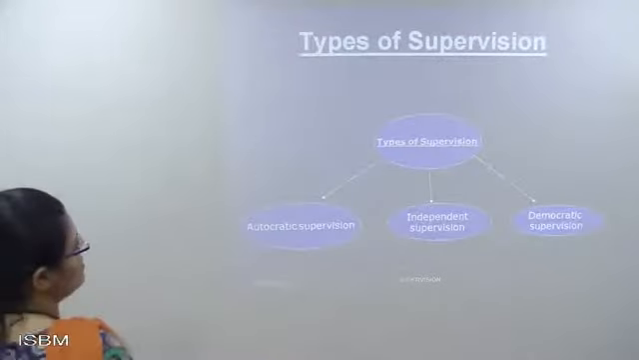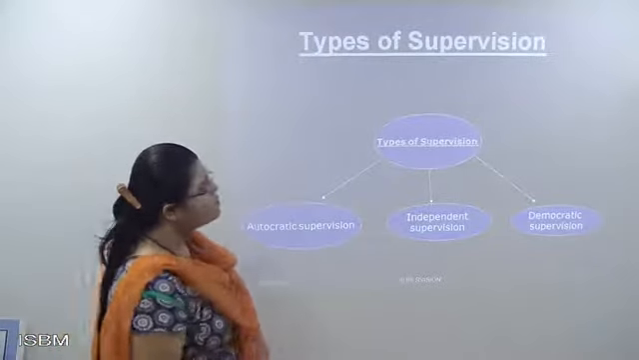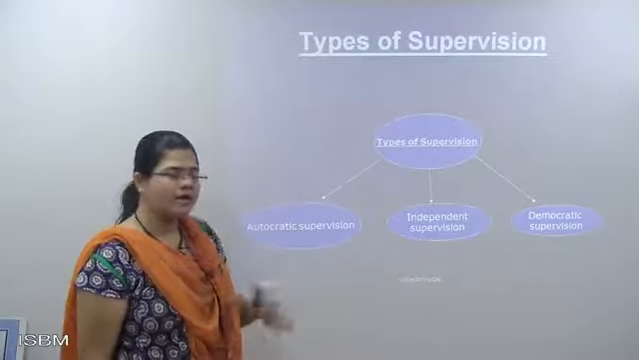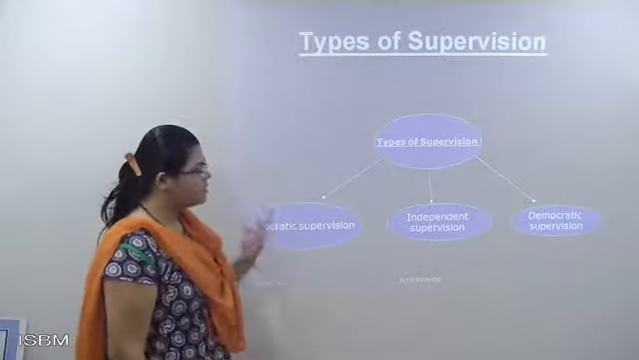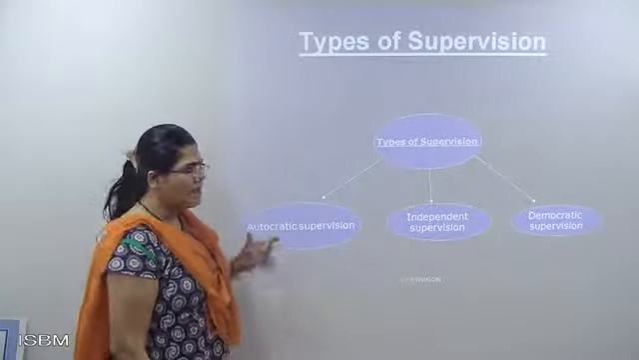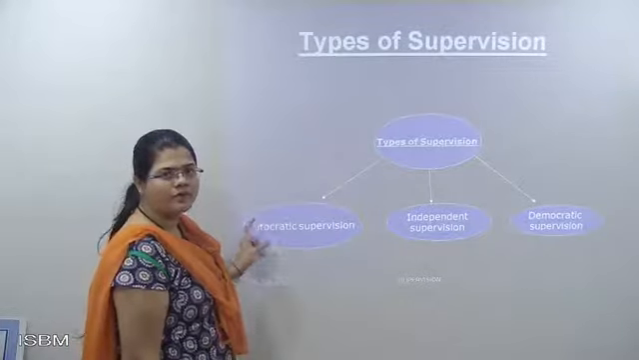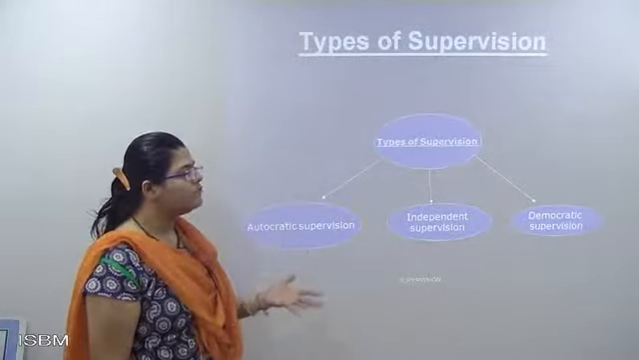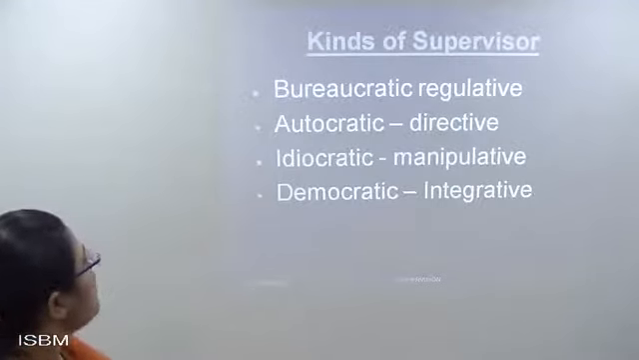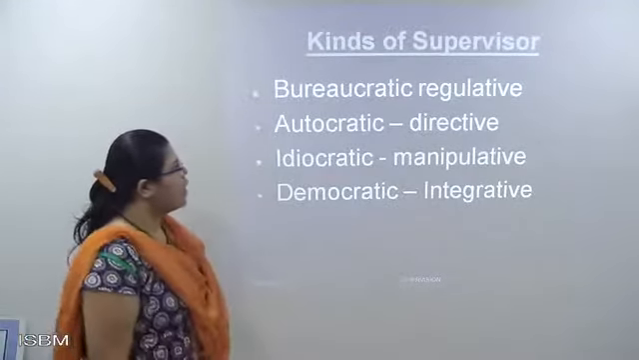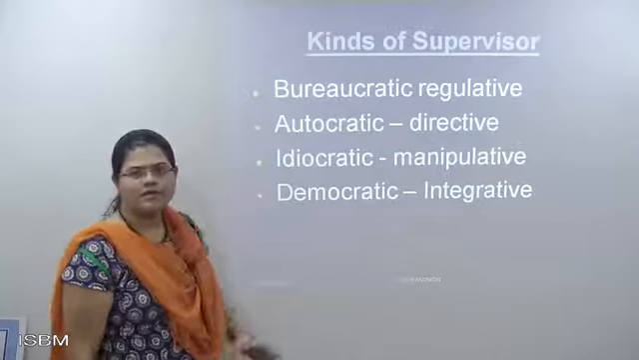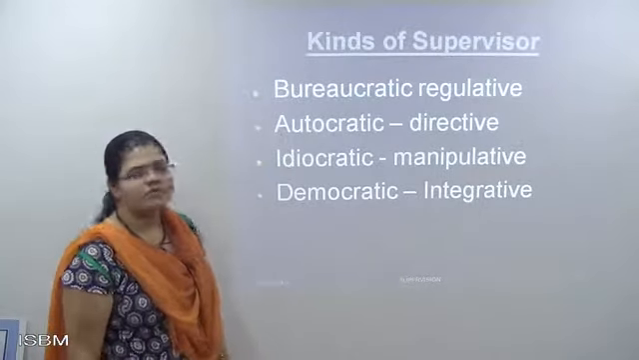Now, types of supervisor. You have different types of supervision done by the supervisor in the administration field: autocratic supervision, independent supervision, and democratic supervision. These are the three different ways. We'll go into them internally, and you will get different views on what autocratic, independent, and democratic supervisions are. I have certain points relating to these types. You have bureaucratic, which is regulative; autocratic, which is directive; laissez-faire, which is manipulative; and democratic, which is integrative. These are the different meanings, and with them the kinds of supervisors are defined.